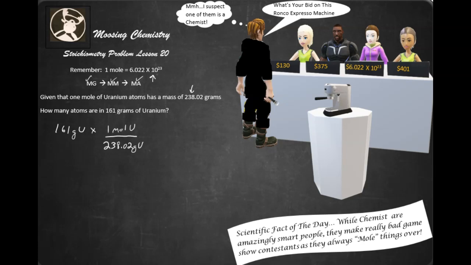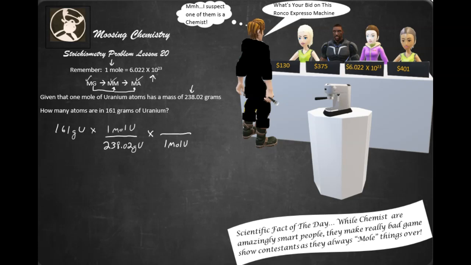But we don't want moles of uranium. We want to go from grams to moles, and then moles to atoms, using this conversion right here, that 1 mole is equal to 6.022 times 10 to the 23rd. This is really actually super simple. So now we're going to do one more conversion, and we're going to put the mole on the bottom here because we want to get rid of that mole that's on the top.